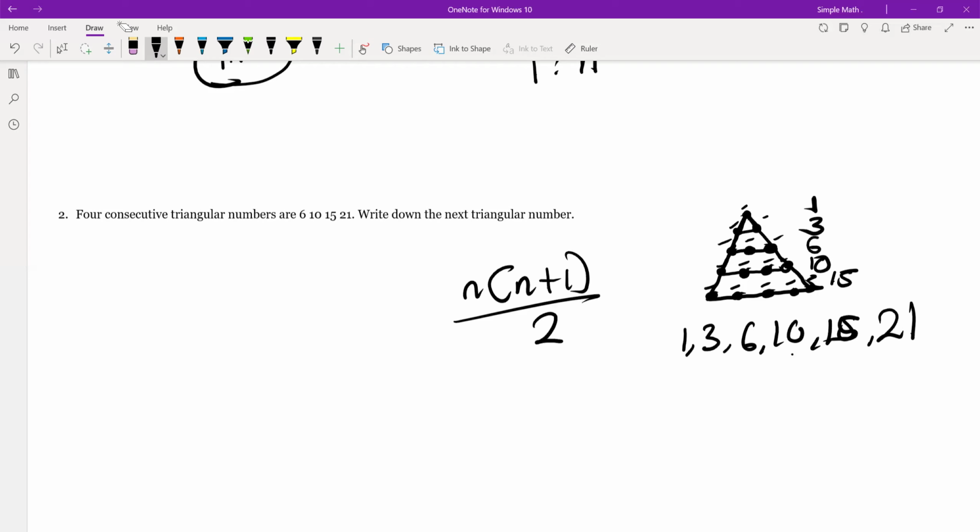Four consecutive triangular numbers: 6, 10. Oh, we already have them here: 6, 10, 15, and 21. Write down the next triangular number. In order to do this, the easiest way is to ask yourself, how did I get from 15 to 21? What did I add to 15 to get to 21? I added 6. So it means that for the next one, I'll just add 7 to get 28. So the next triangular number is 28.